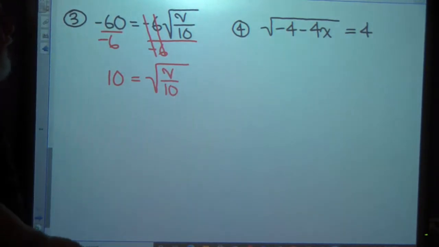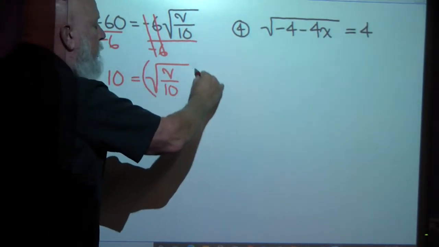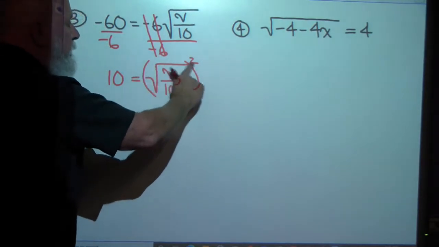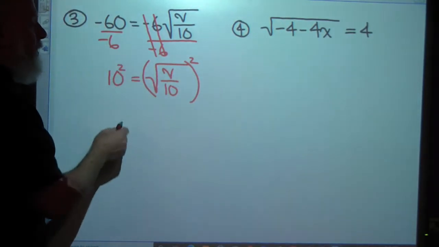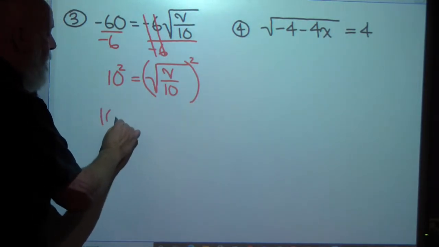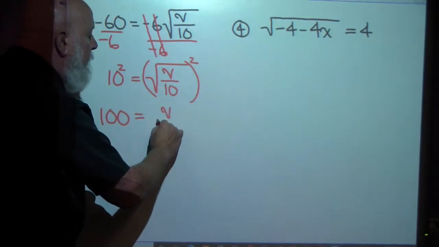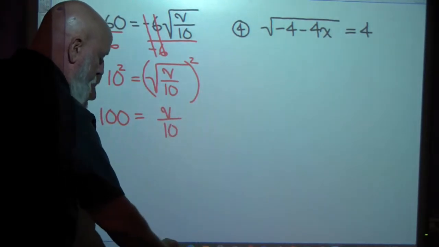Okay, now I want to square both sides to get rid of this radical. I square this side just to make this radical symbol disappear. I square this side just to stay in balance. If I square one side, I've got to square the other side. That gives me 100 is equal to v over 10. The radical symbols just disappeared.